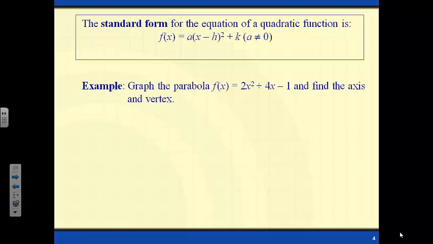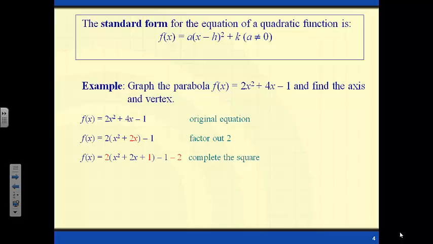Now, here's how you graph a quadratic function that's not in standard form. So we're given the parabola 2x squared plus 4x minus 1, and we want to find the axis and the vertex, and we want to graph it. So the first thing we have to do is factor out a 2. Now notice that I put parentheses around the 2x squared and the 4x, and I factored out the 2. I didn't do anything with the 1.